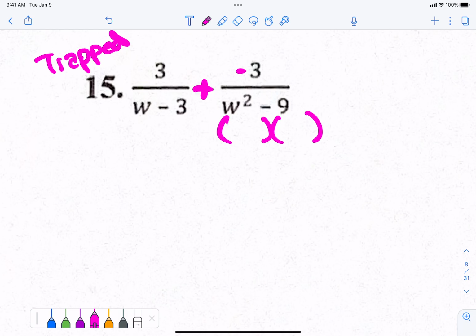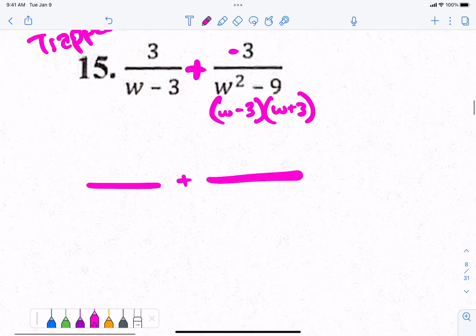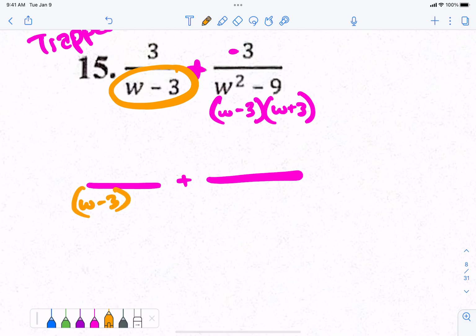Broken down. W minus 3, w plus 3. Yep, w minus 3, w plus 3. Yep, you're fine. If you don't like the w's, I'm not picky. If you switch them back to x's, I don't care. Okay, so now we just have to find our common denominator, or least common multiple. I know that I need w minus 3, right? Okay, if I bump over to my second one, I know I need w minus 3. But I already have one, right? Okay, then I know I need a w plus 3.